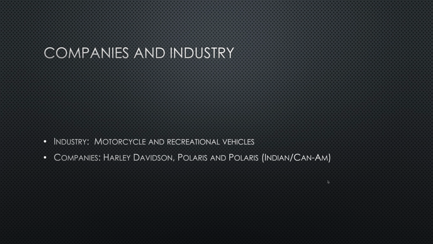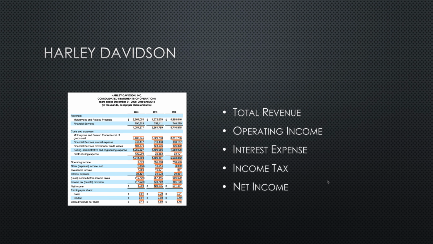Then I want you to tell me what industry you reviewed, right? So in this particular case, I'm going to go with motorcycle and recreational vehicles. And the 3 companies that I analyzed were Harley, Polaris, and Polaris again. So I did Polaris twice. You can't do it twice. I'm just using that as an example, okay?